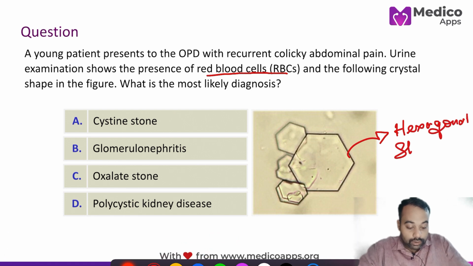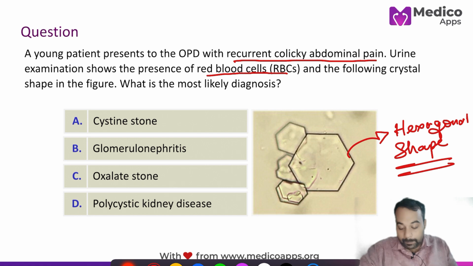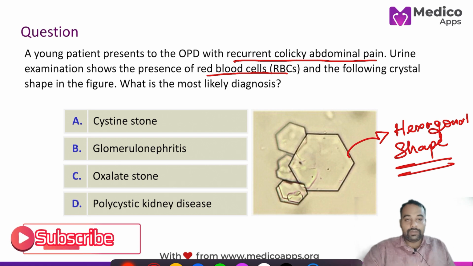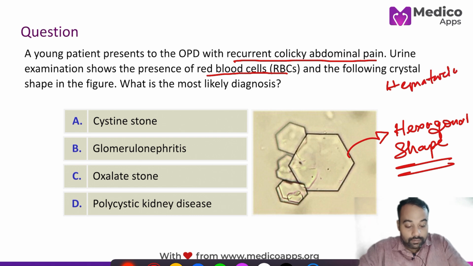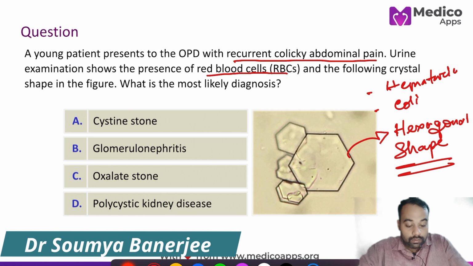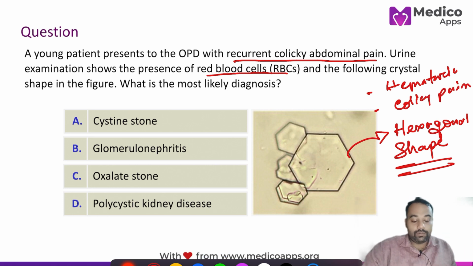So this is basically a hexagonal shape, right? Hexagonal shape. Okay, and there is recurrent colicky abdominal pain. So let's try to understand what options we have. As there is a presence of RBC, that will eventually be suggestive of hematuria. So we have hematuria with colicky pain, and we have hexagonal shaped crystals in the urine.